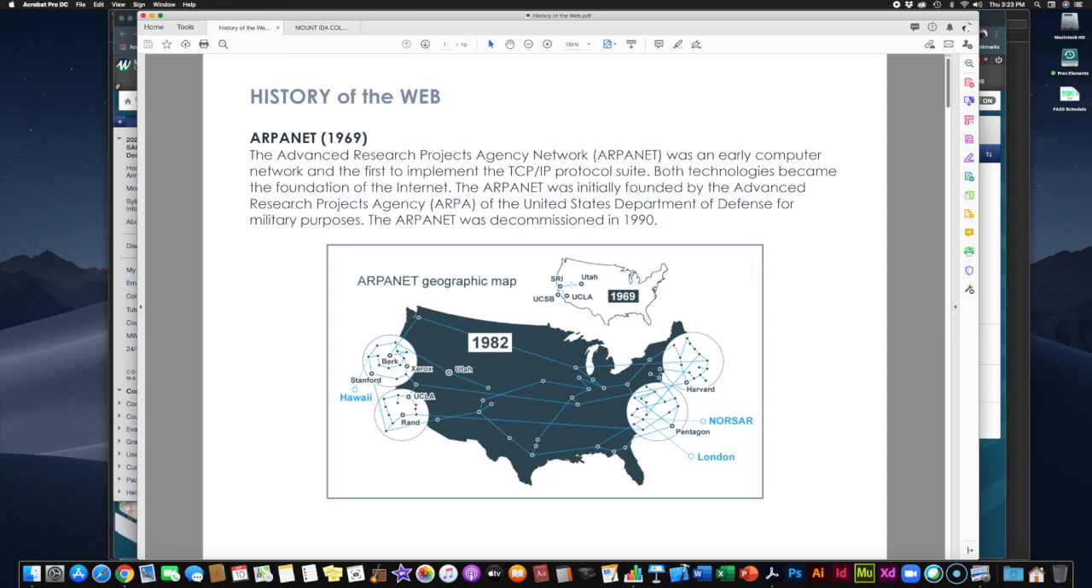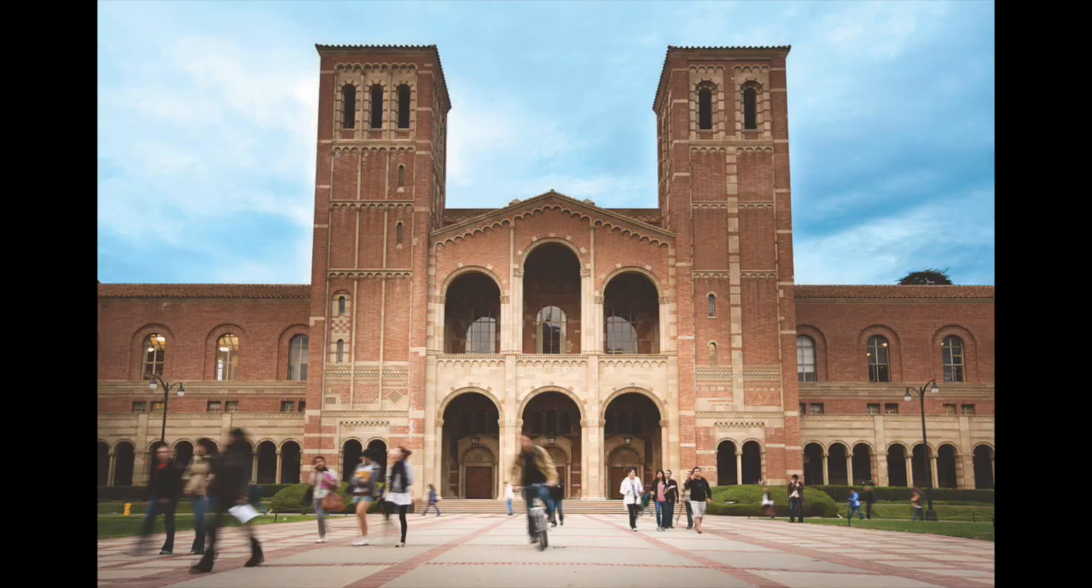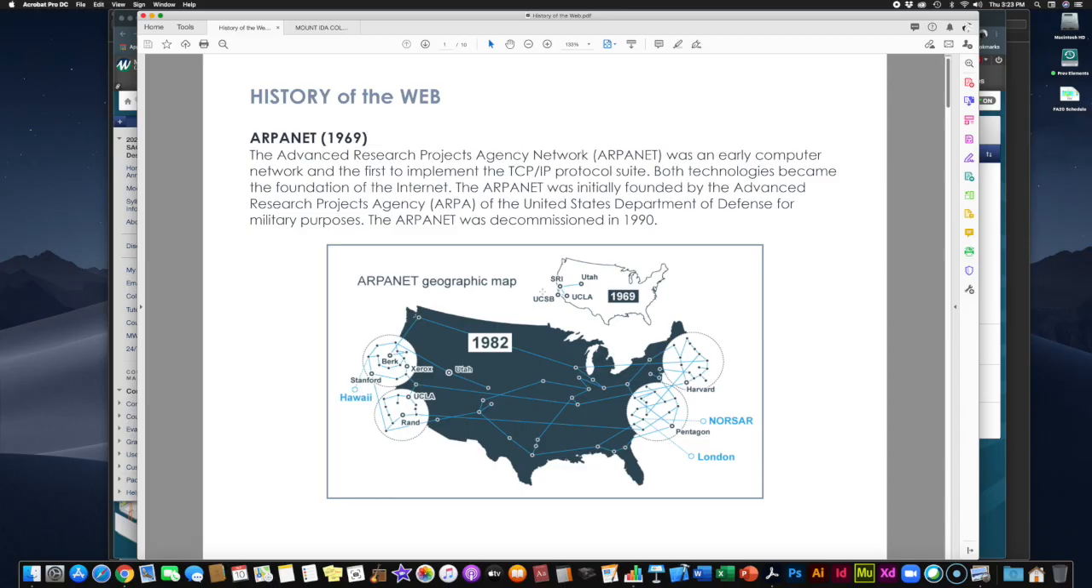And so you'll see here in the map in the background in 1969 that UCLA, the University of UCLA, and 3 military installations in Utah and in Southern California, all needed to share information. And so they came up with this basic computer network.